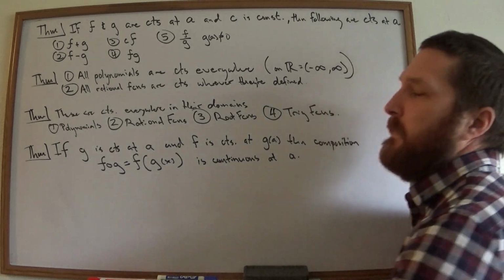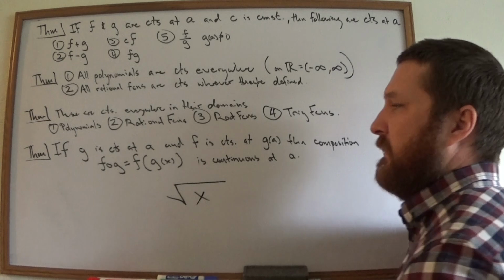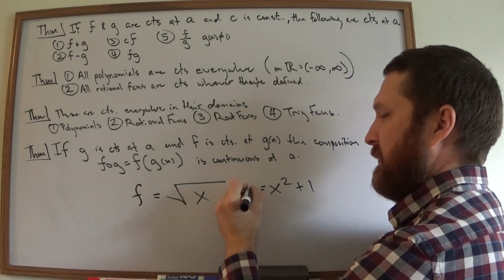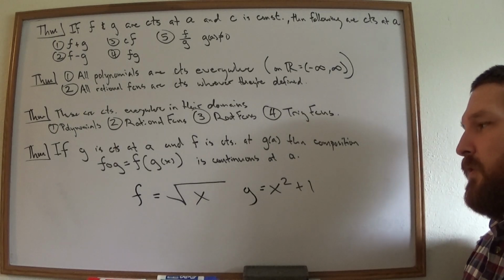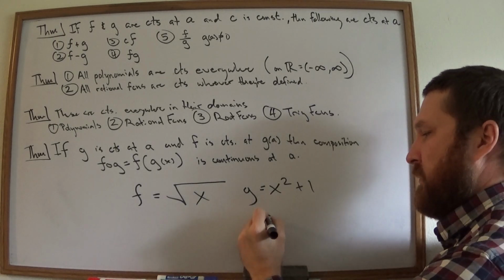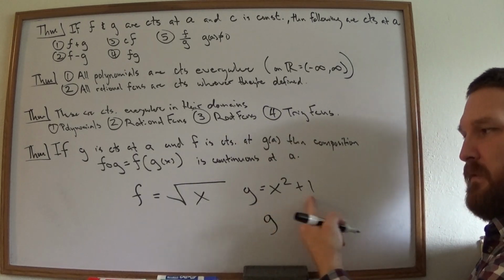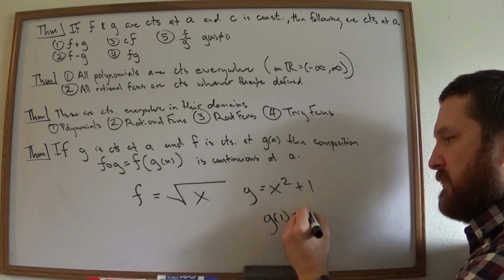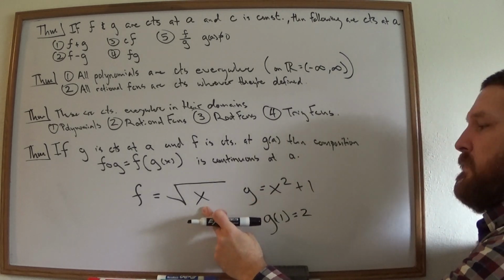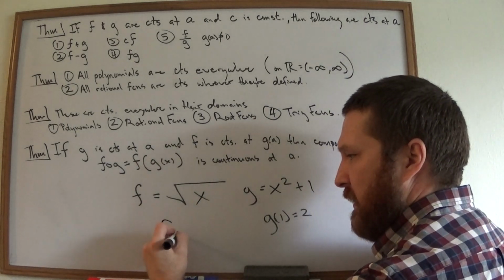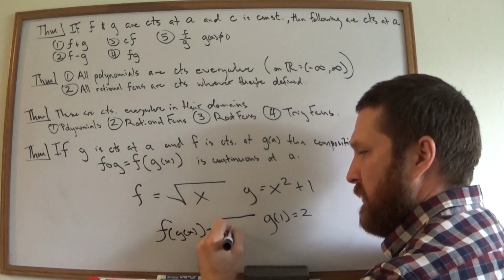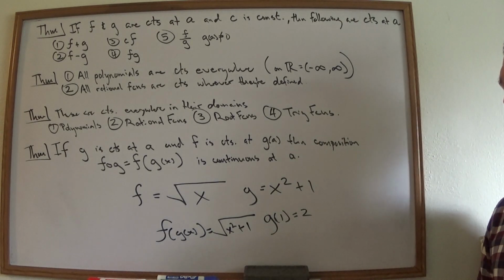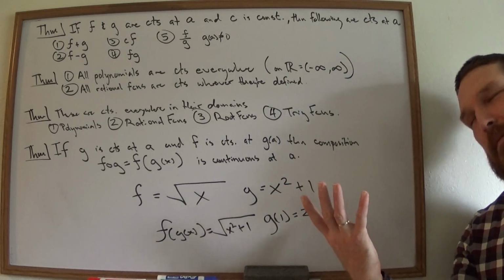You see what I'm saying here? If you have something like this, let's call this your f, and let's call this your g, and let's say that a is 1. Well, g is continuous everywhere because it's a polynomial. So we just need to ask ourselves, g of 1 is 2. Is f continuous at 2? Yes, so therefore f of g of x, which is root of x squared plus 1, is also continuous there, because it can never be negative.